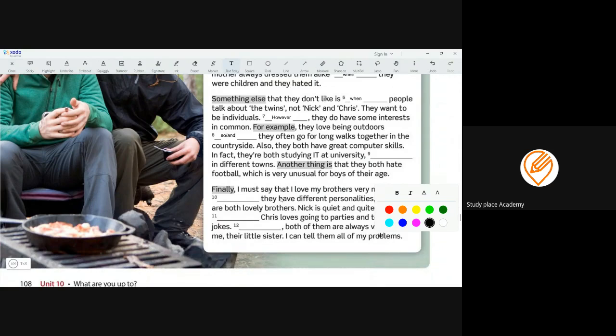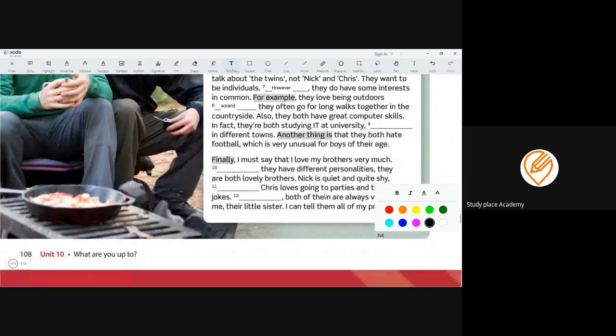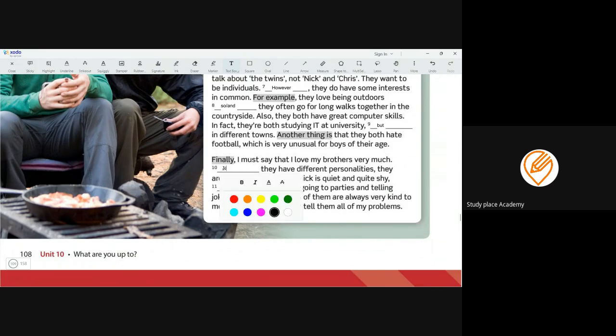Finally, I must say that I love my brothers very much. They have different personalities. So number 10 is although. We can't use however because we don't have a comma after the line.